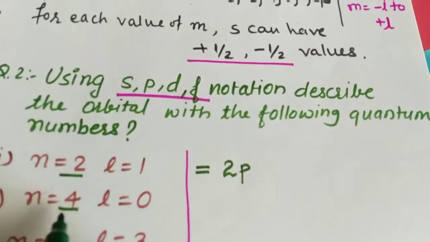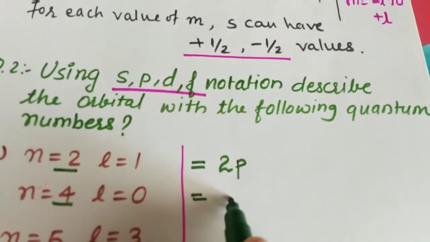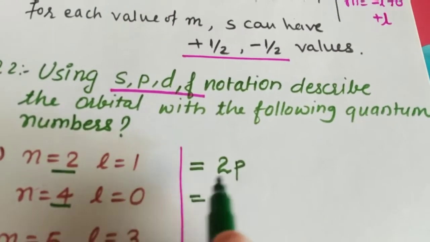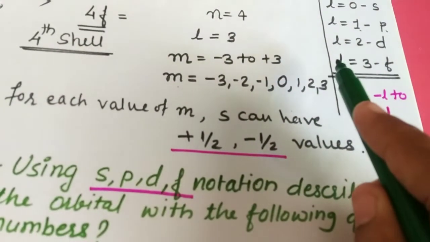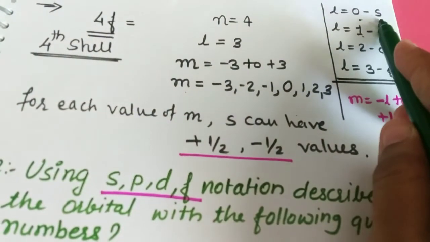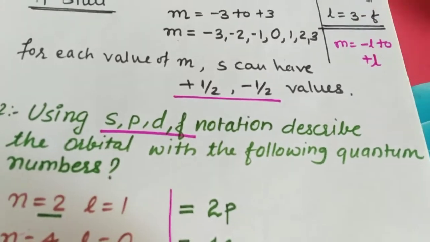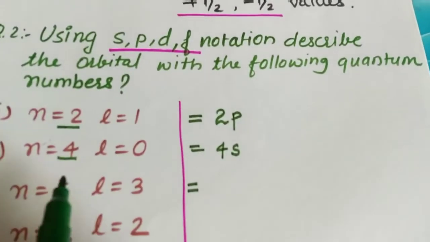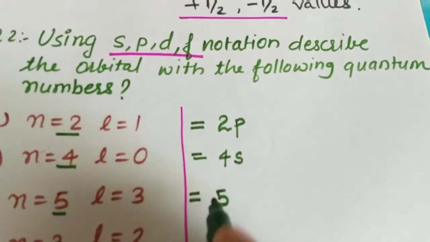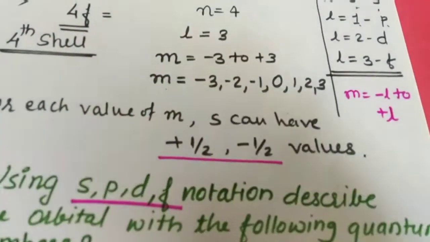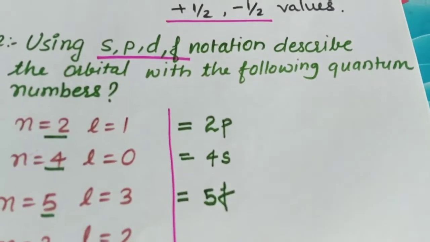Now let's start with the next. As we know that n is equal to 4, I will simply write a 4 here. And then l is equal to 0. If l is equal to 0, then it would be s. So simply write it down as 4s. Now the next: n is equal to 5, l is equal to 3. First we write 5, and l is equal to 3 means f. So write it down as 5f.